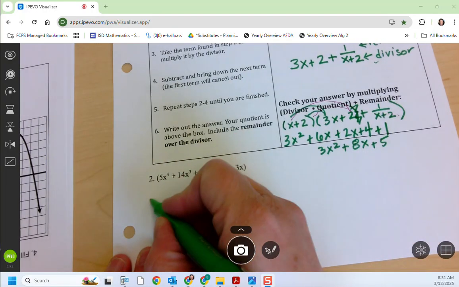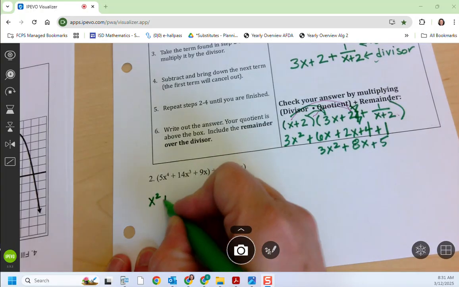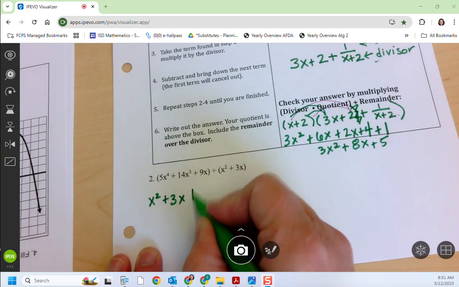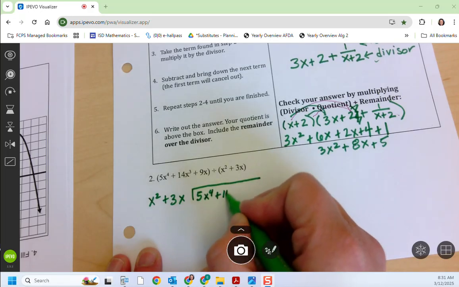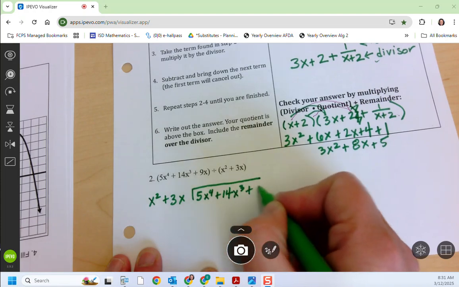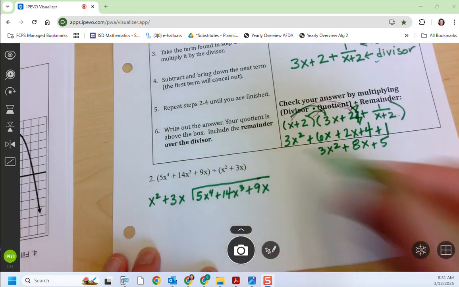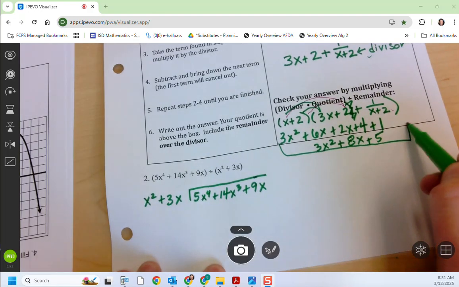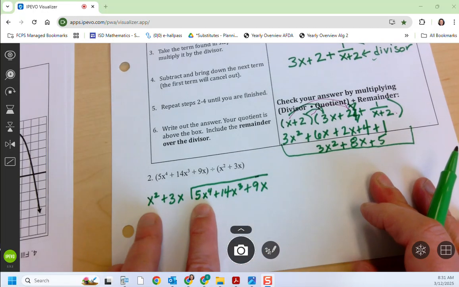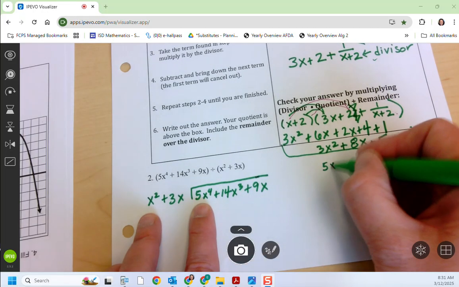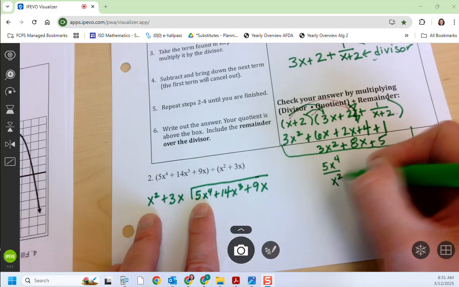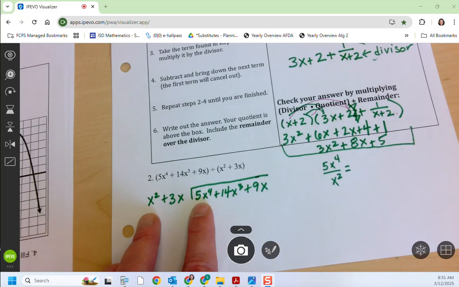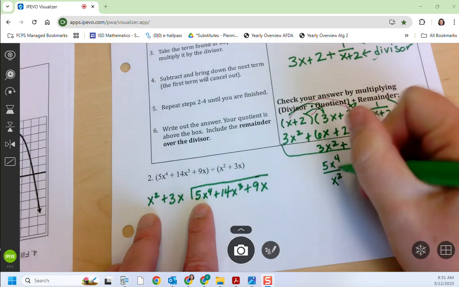So we're going to put the x squared plus 3x outside. And then on the inside, we have 5x to the 4 plus 14x to the 3 plus 9x. Okay. So in the margin, we do first term divided by first term. So we do 5x to the 4 over x squared. When we divide, what do we do with the exponents? Subtract them. Thanks, Lesman. So that's going to give me 5x squared.